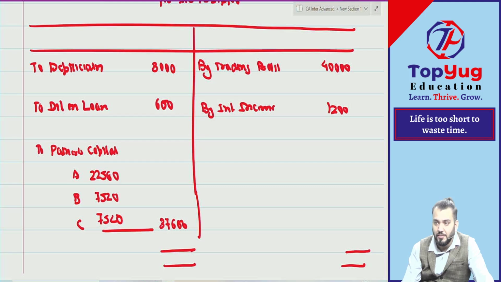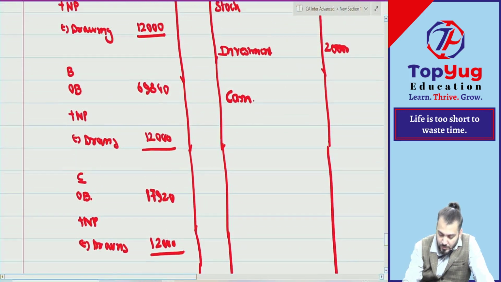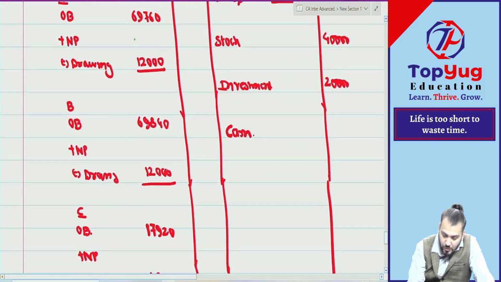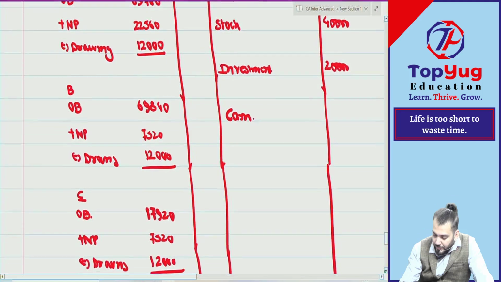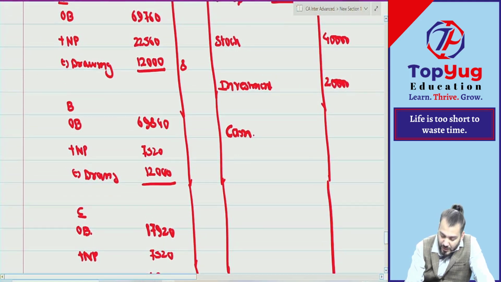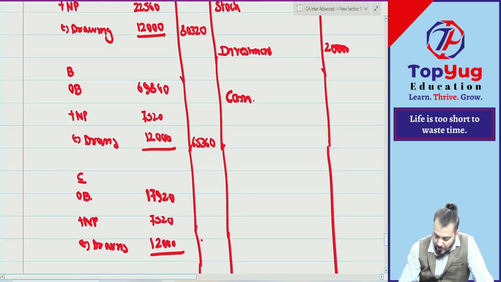We have left some space. So this will be added here. Understood? So 22,560, 7,520 and 7,520. Can you give me the closing balance of capital? 80,320. 65,360. 13,440. Now can you give me the balancing figure of cash?